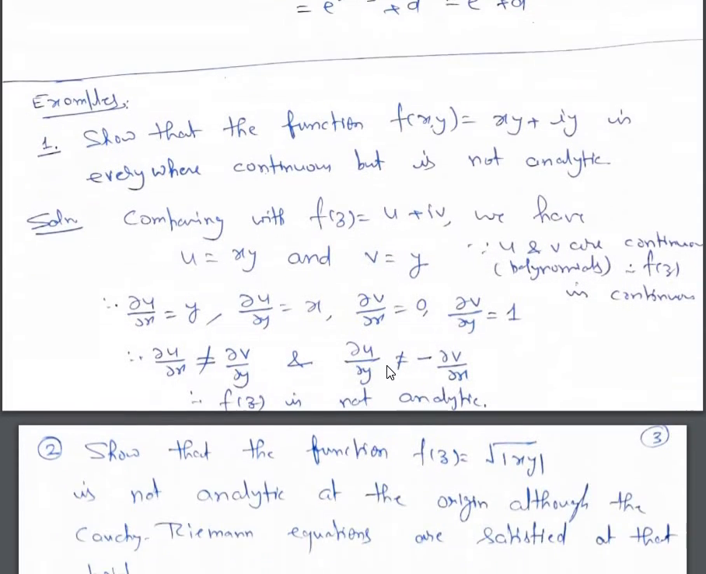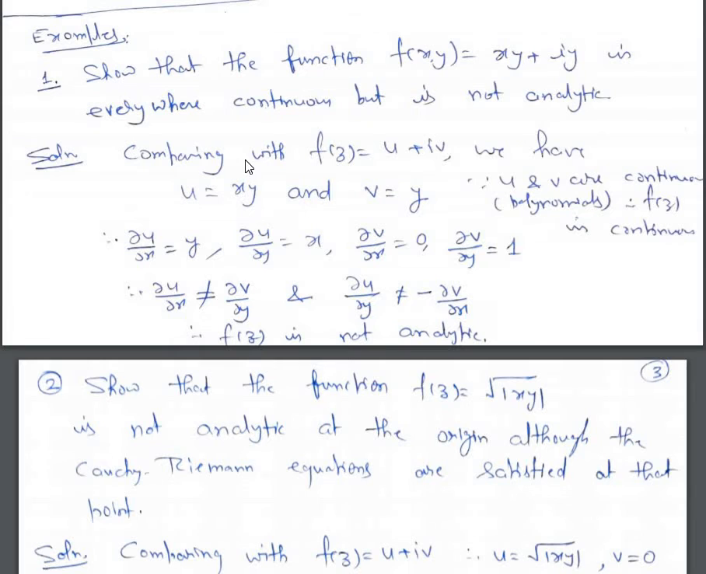Now let's take some more examples which involve differentiability. Show that the function f(x,y) equals xy plus iy is everywhere continuous but is not analytic. Now this is continuous because xy is a polynomial. This is also a polynomial. So comparing with f(z) equals u plus iv, we have u equal to xy and v equal to y. So u and v are continuous because these are polynomials. Therefore f(z) is everywhere continuous.